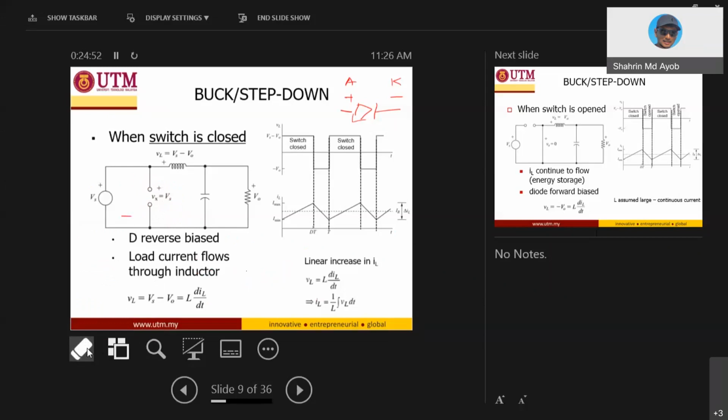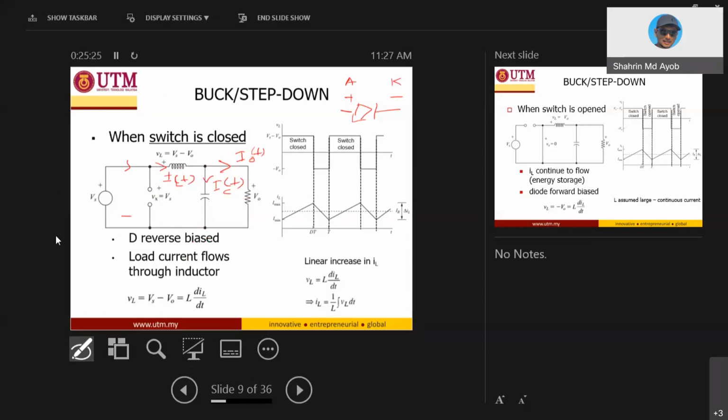And the current will actually flow through the inductor. You have this one is your I out, this one is your I capacitor, and this one is your IL. Sorry, this should still be in time domain. So all must have a time domain: IL(t), I out(t), and IC(t).